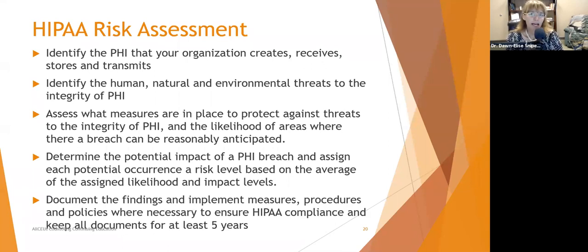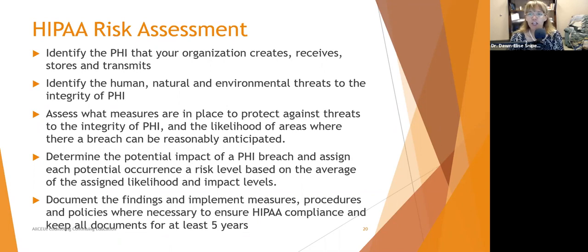So a risk assessment for HIPAA starts with identifying the protected health information that your organization creates, receives, stores, and transmits. And there is a lot of stuff that I didn't even know was considered protected health information, such as zip codes and obviously names, addresses, birth dates, social security numbers, things like that. But there are a lot more types of protected health information than one would think. And you can Google that to find definitions for protected health information.